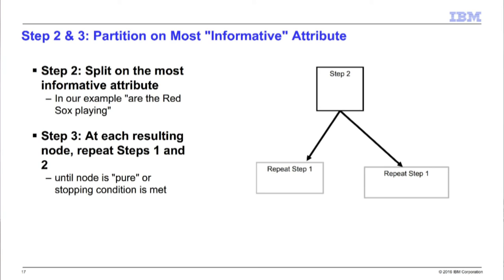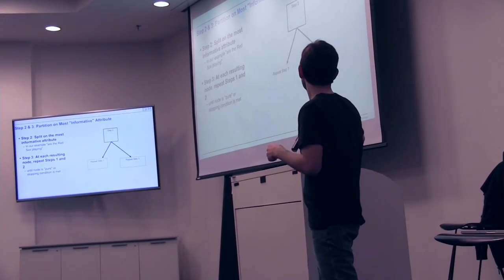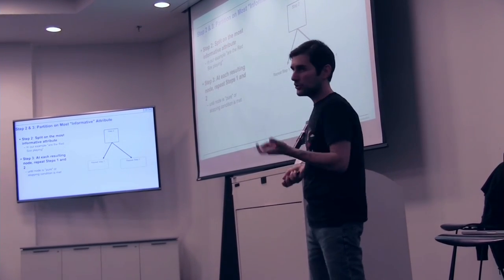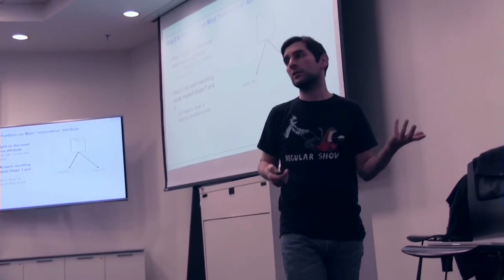And then we do the same thing all over again. We look at all the data in this subset of the data, and we find out what value has the most information. In this case, it would be, is it snowing? And we'll do the same thing on this step with that subset of the data. When we figure out that, we get another split and another split. And it'll keep splitting until we get to some stopping condition.